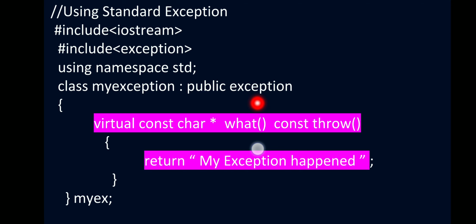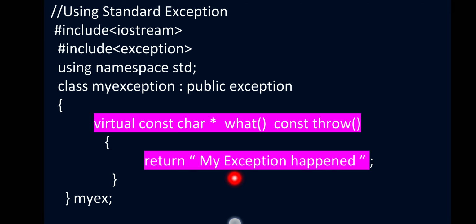This is compulsory if you want to create your own exceptions. In my exception class, I have defined the what function. This what function is a virtual function, and here I am returning a message, my exception happened. The main purpose of the what function is to return the exception string. So I have created an exception and I am returning that exception string by using the what method.